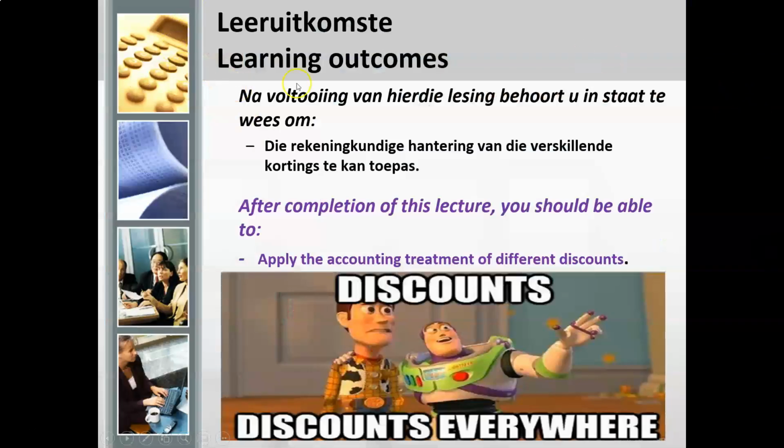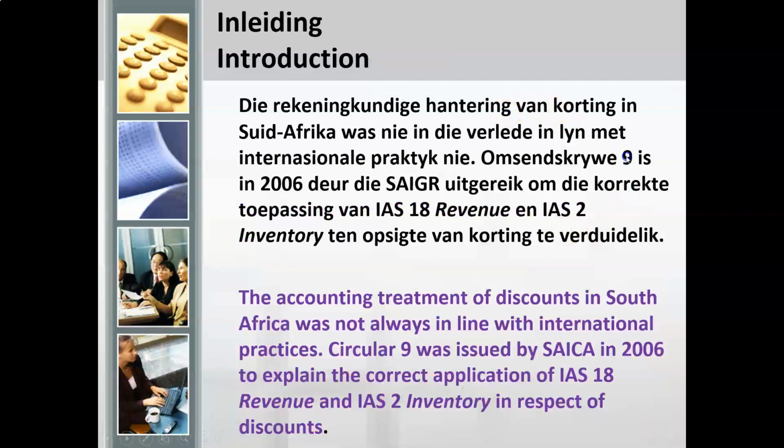After this particular part of the study unit, you should be able to apply the accounting treatment of different discounts. So you should be able to identify what discount we are talking of when we give you some information, and then determine how you should, from an accounting perspective, treat that discount in the books. So that is extremely important.